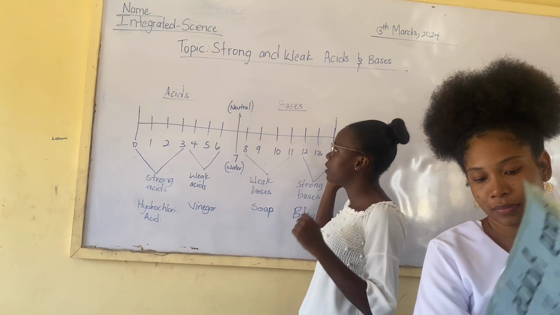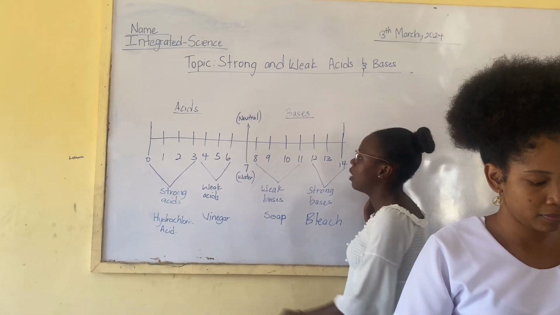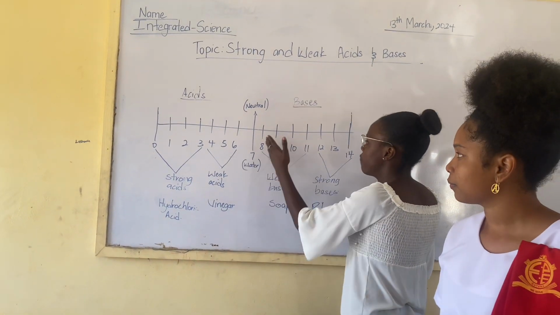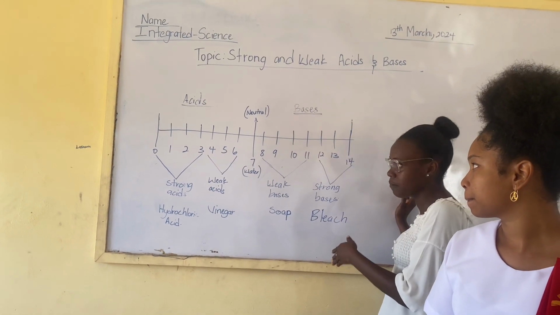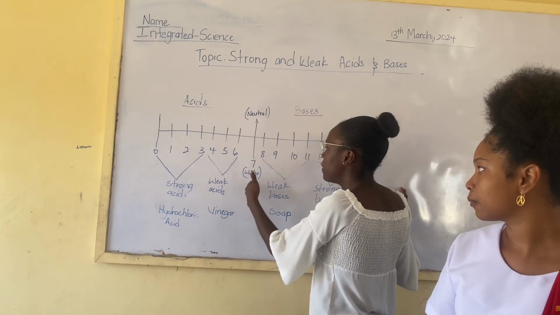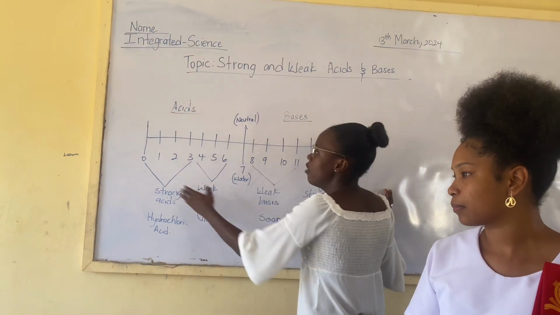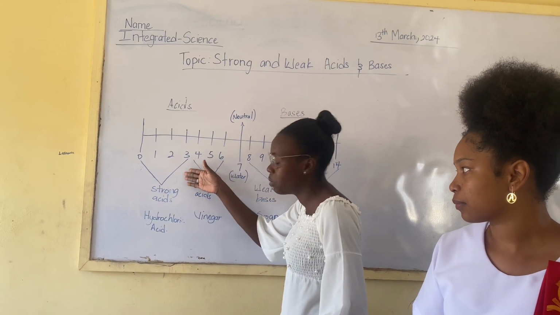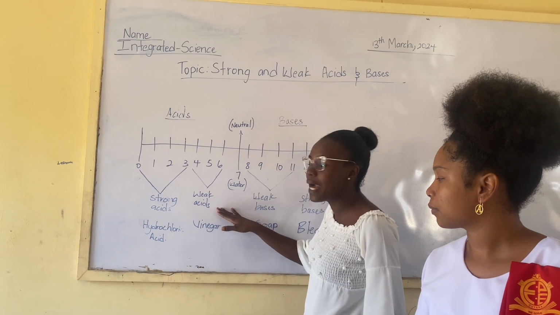Okay, just a little recap of the pH scale before we move forward. Now, from 0 to 6, it's acid. From 8 to 14, we have basic. Now, 7 on the pH scale is neutral. That's the neutral point. From 0 to 3, as can be seen here, we can consider this to be strong acid. And from 4 to 6, weak acids.